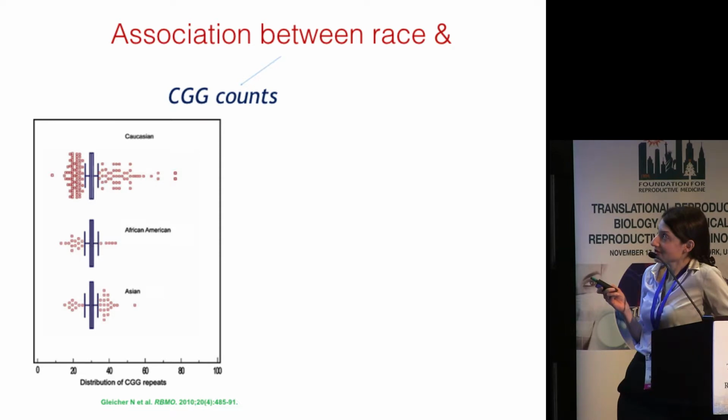in the African American population, there is a higher frequency of alleles with lower CGG repeats, whereas in the Asian population, there is higher frequency of CGG repeats with higher numbers. So this suggests an association between race and CGG counts. The median of the population is the same. It's just that the frequency of alleles above and below the normal range is different in different races.